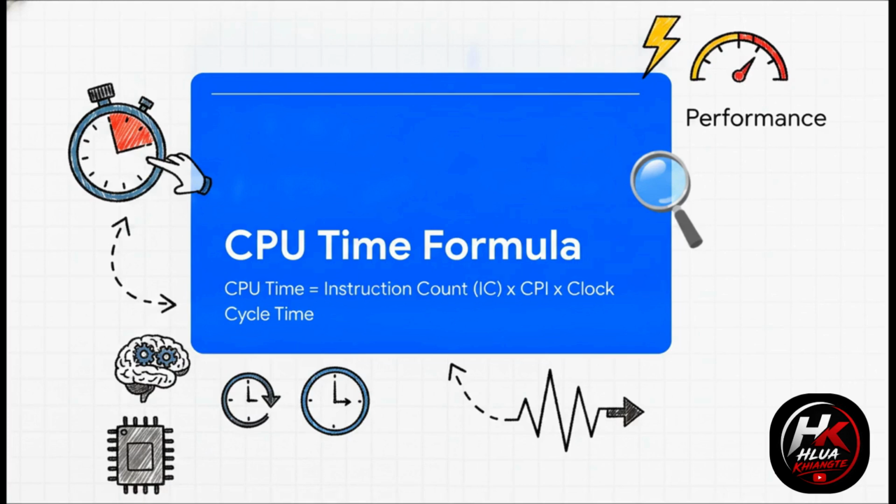Let's do the math on a quick example. Say you have 50,000 instructions, an average CPI of 2.5, running on a 2 GHz clock rate. That clock cycle is 0.5 nanoseconds. To put that into perspective, that is so fast that light only travels about 6 inches in that time. Multiply it all together, and the whole program runs in exactly 62.5 microseconds.